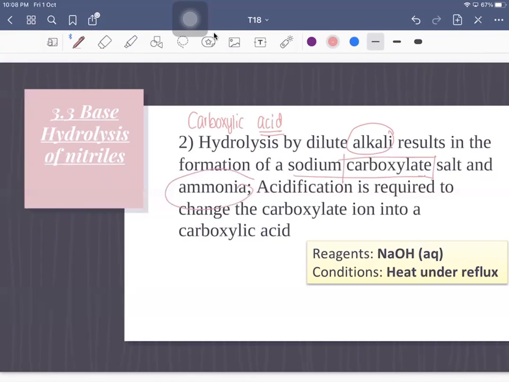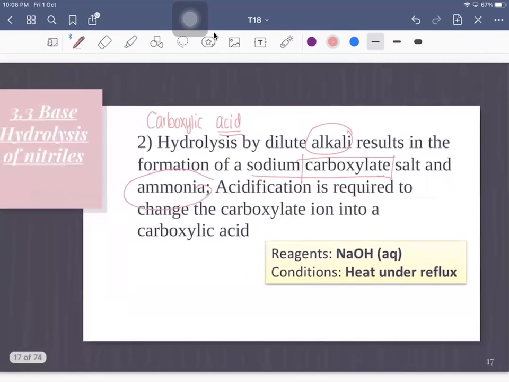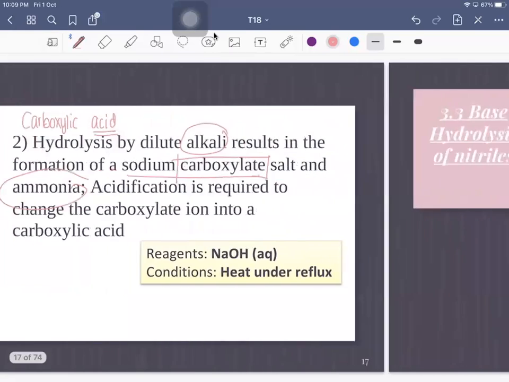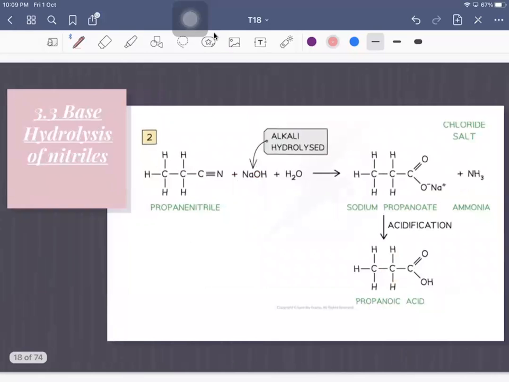Okay, acidification is required to change the carboxylate ion into a carboxylic acid. Okay, so the reagents you need here is again, water, since it's called hydrolysis, and you just need an alkali, a base, to support this reaction. And the easiest base we use is sodium hydroxide. It's easy because it's soluble, so it will mix well in water, okay? Because not all hydroxides will be soluble in water, which is what you will learn later on, okay?